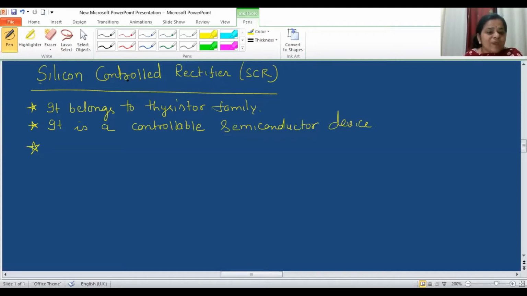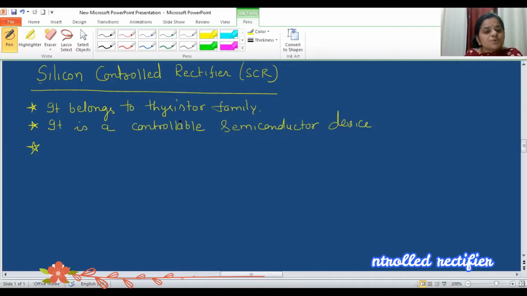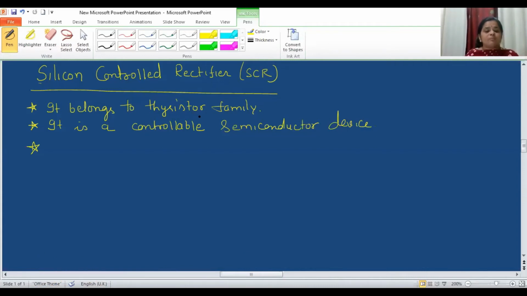Now there are a few facts about this device. One important fact is that it belongs to the thyristor family. That means it is one of the family members of the thyristor. Although a lot of other semiconductor devices come under the thyristor family, amongst all of them the silicon control rectifier is the most popularly used device. That's why it became the synonym of the thyristor family.